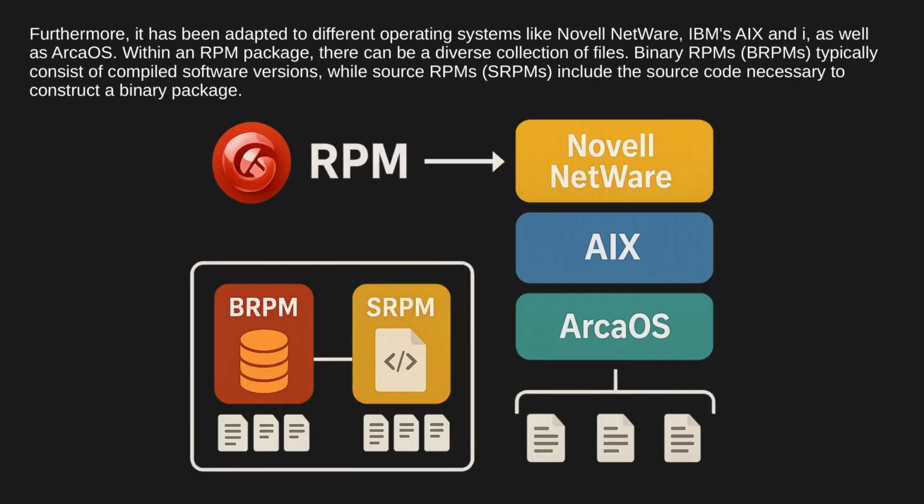Furthermore, it has been adapted to different operating systems like Novell NetWare, IBM's AIX and i, as well as ArcaOS. Within an RPM package, there can be a diverse collection of files. Binary RPMs, BRPMs, typically consist of compiled software versions, while source RPMs, SRPMs, include the source code necessary to construct a binary package.